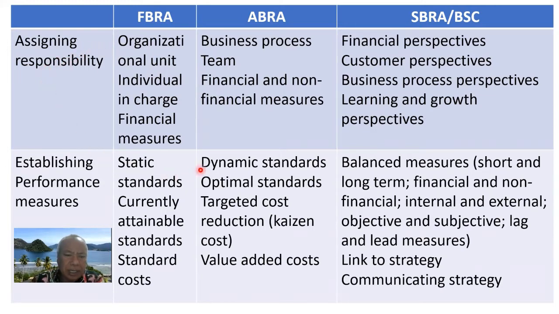And then for the measures, in functional based responsibility accounting we just use financial measures, but in activity based responsibility accounting, we use both financial and non-financial measures. And then in strategic based responsibility accounting, or balanced scorecard, in assigning responsibility we look at four perspectives: financial perspective, customer perspective, business process perspective, and learning and growth perspective.